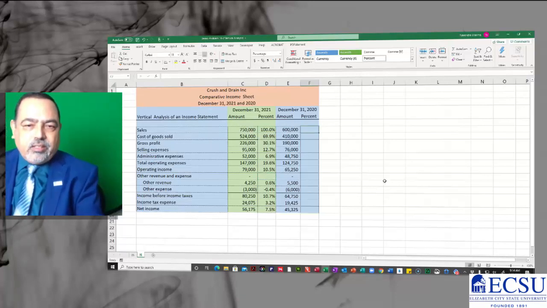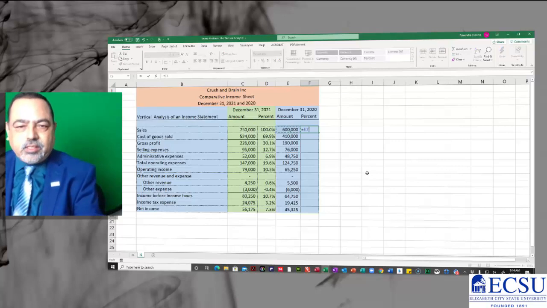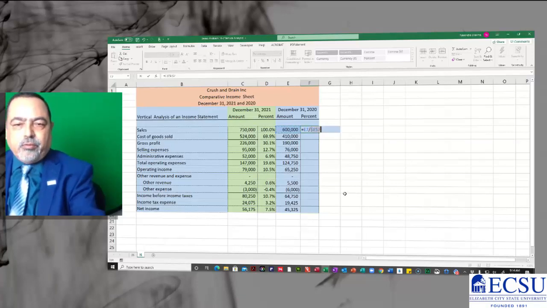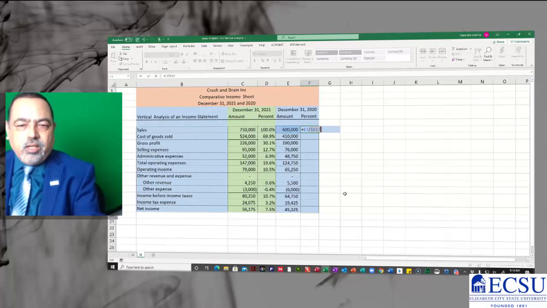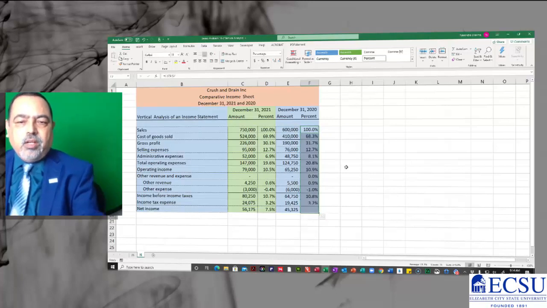Now in this column, another one again will do the same thing, that is 600,000 divided by 600,000, that is column reference E7. Now I'm going to use the F4 function on my keyboard. Some of the keyboards don't have that function, so you can manually put that dollar sign in front of the cell reference.